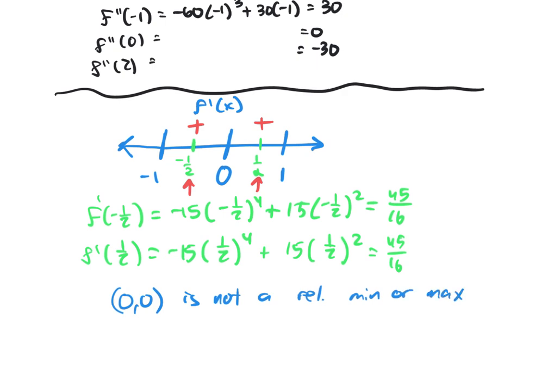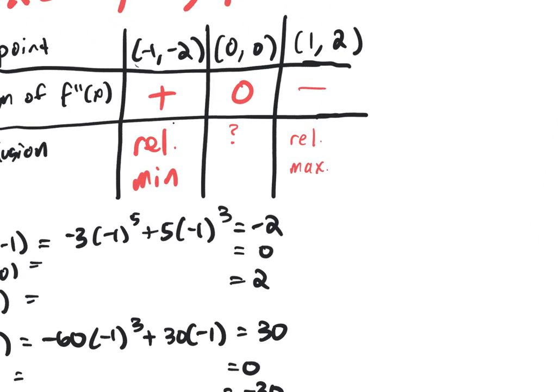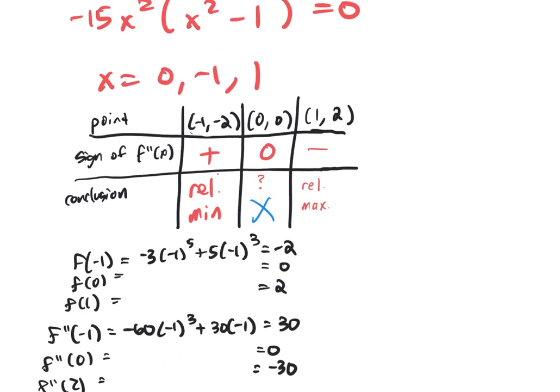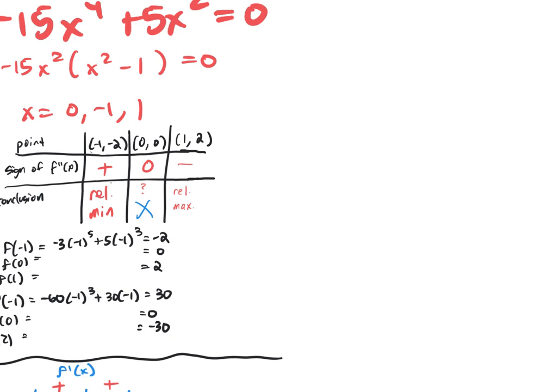And so we know that is not a relative min or max. So that really gives us our final answer. Here we know that it is neither, okay? And so we can fill that in. And that gives us enough information to finish the question.